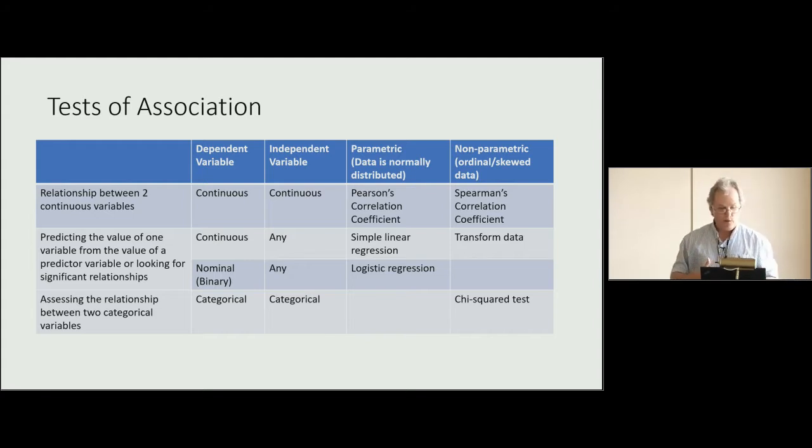Predicting the value of one variable from the value of predictor variables, or looking for significant relationships. If we have a continuous variable and we have a lot of independent variables, we're going to use what's called a linear regression analysis, right? Typically called ordinary least squares regression. If our data is skewed, then we want to use some sort of transformation. We want to get it to a state where it is approximately normally distributed, right? Because that's a powerful sort of test.